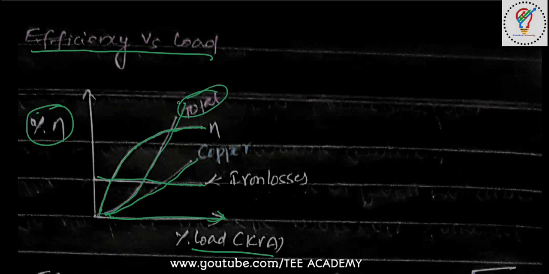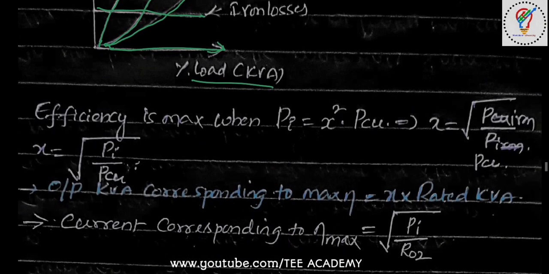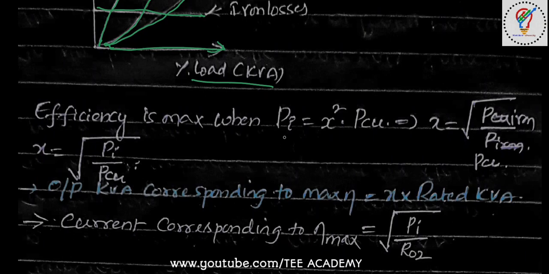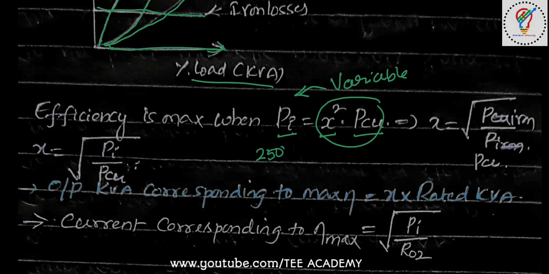And the total losses will be rising like this. Now, efficiency is maximum when iron losses are made equal to x square times copper losses. Iron losses, as we know, are constant. The x square P_c is a variable here, so this variable will vary, and we adjust it to match the iron losses. Remember this very important point. If the iron losses are 250 watts, then you will alter or manipulate the variable and make it 250, but you will not change the iron losses.